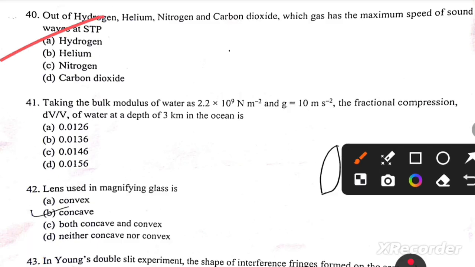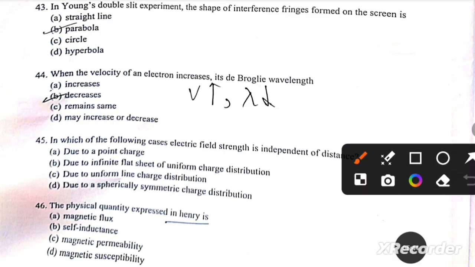Hydrogen. Taking the bulk modulus of water as 2.2 into 10 to the power 9 Newton per meter square and g is equal to 10 meter per second square, the fractional compression of water at a depth of 3 km in the ocean is 0.0136. The lens used in a magnifying glass is a convex lens. In Young's double slit experiment, the shape of the interference fringes formed on the screen is straight line. When the velocity of an electron increases, its de Broglie wavelength decreases.